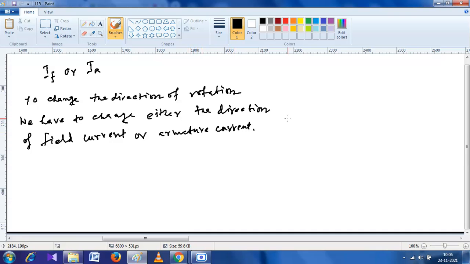That means we have to change either the direction of field current or the direction of the armature current. But we don't have to change the direction of field current and armature current simultaneously. We have to change either the direction of the field current or the direction of the armature current.